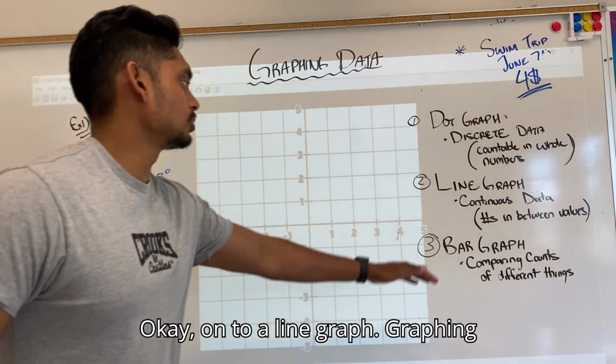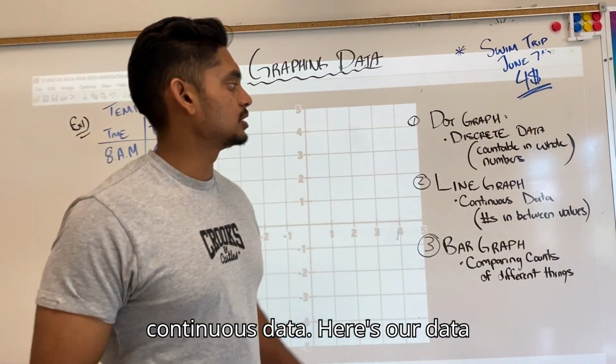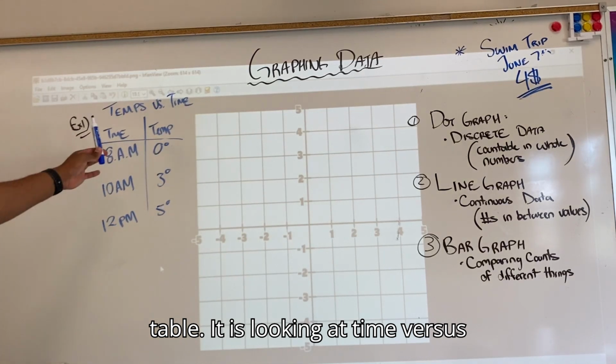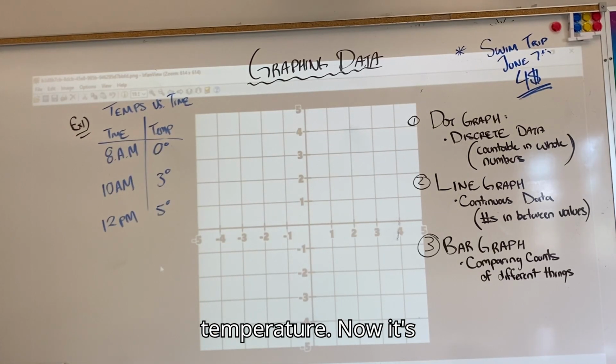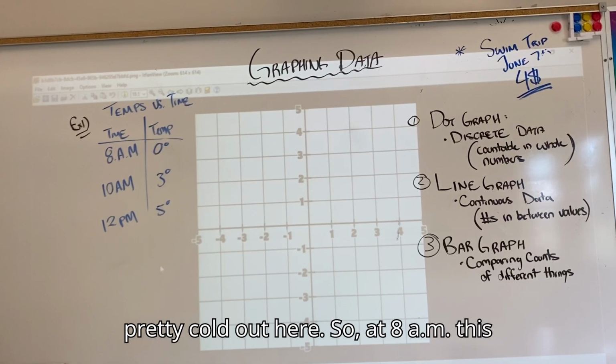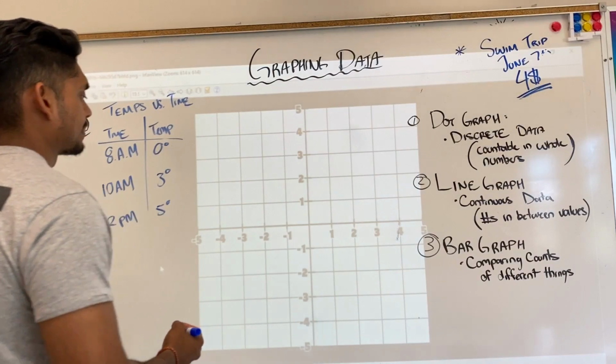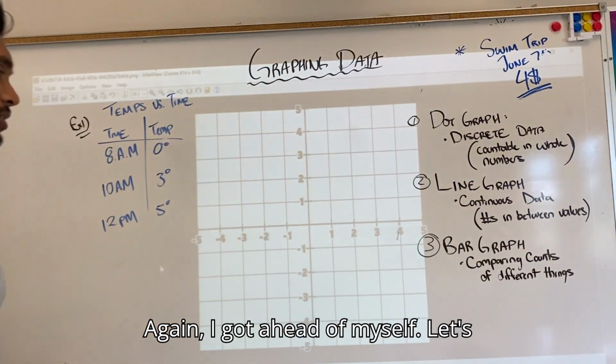Okay, onto a line graph. Graphing continuous data. Okay, here's our data table. It is looking at time versus temperature. Okay, now it's pretty cold out here. So at 8 a.m. this morning, it was 0 degrees. Again, I got ahead of myself.